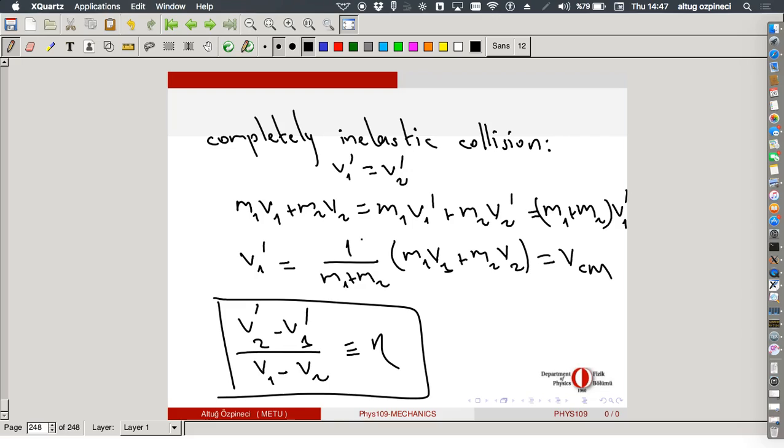We don't know V1 prime, we don't know V2 prime. We need two equations. Conservation of momentum is just one of them. The second one is this equation over here, of course, for a known parameter eta. Now, any questions?